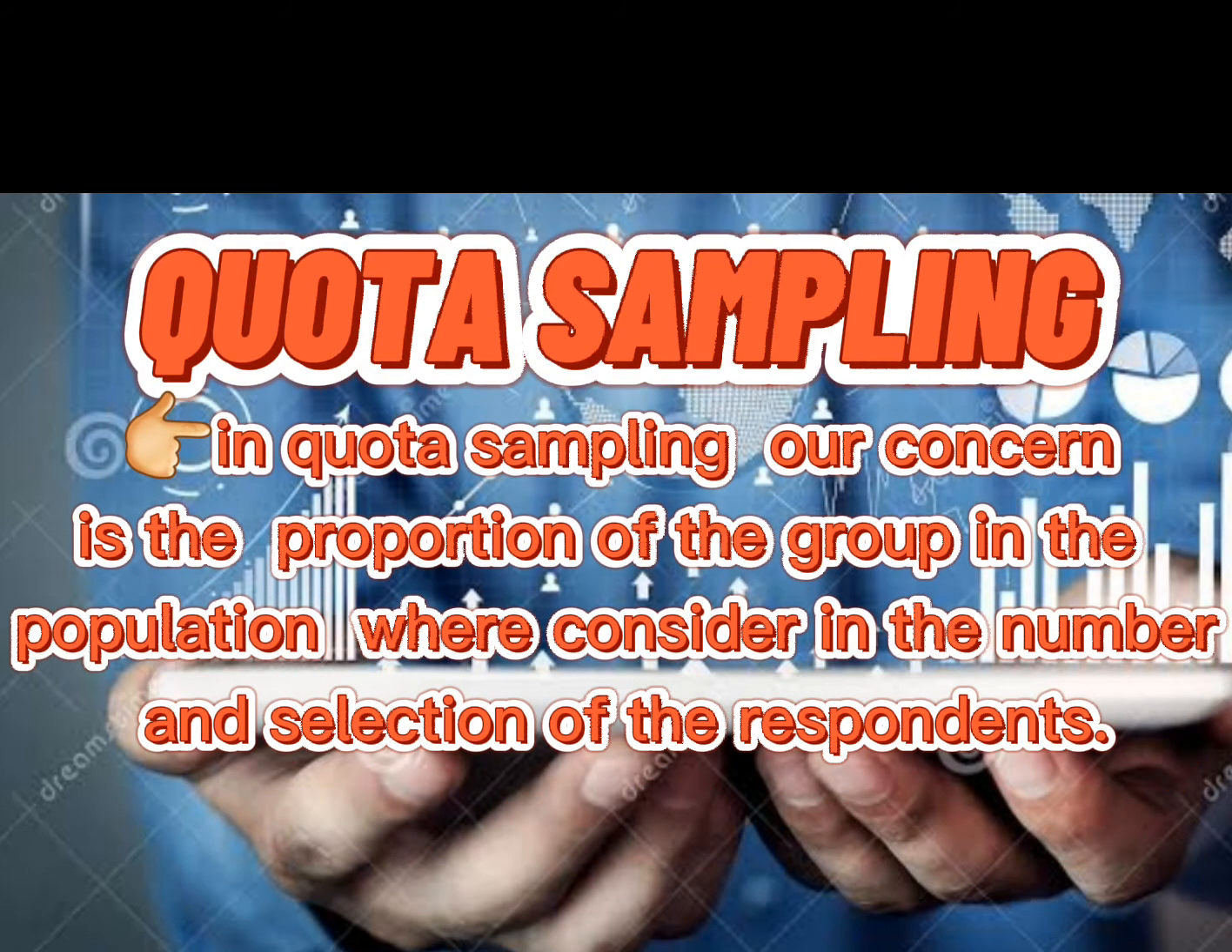Let us now proceed to the third type, which is quota sampling. In quota sampling, our concern is that the proportions of the groups in the population are considered in the number of respondents selected. It is called quota because the only thing researchers need to do is to fulfill the number of samples needed regardless of the method he or she uses.